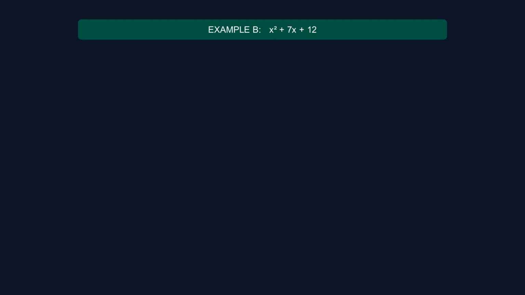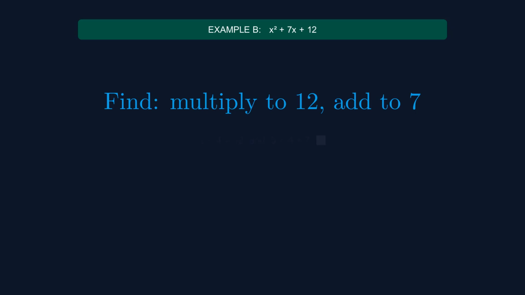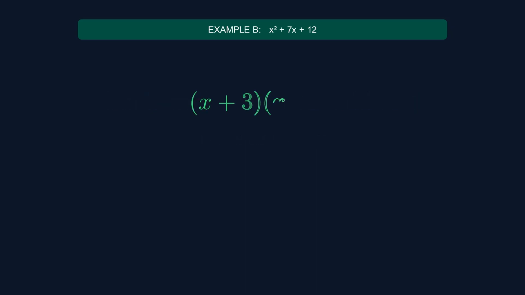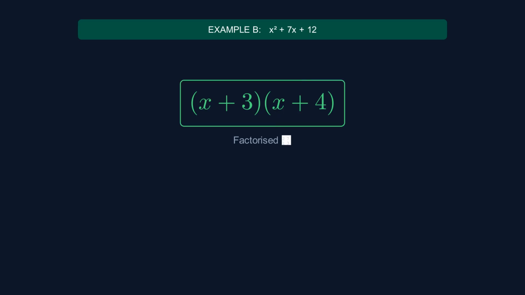In another example, x squared plus 7x plus 12. Find two numbers that when you multiply you get 12 and when you add you get 7. The numbers are 3 and 4. So the expression is x plus 3 into x plus 4.